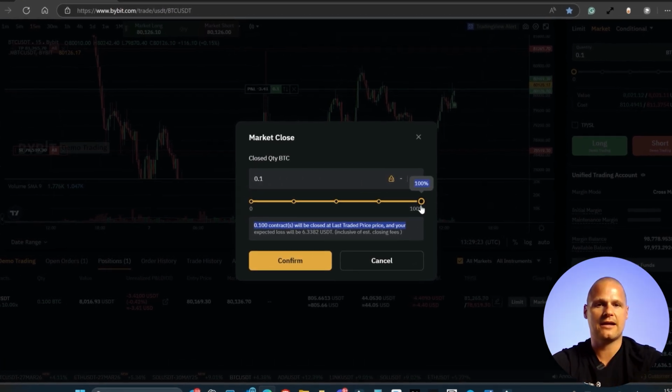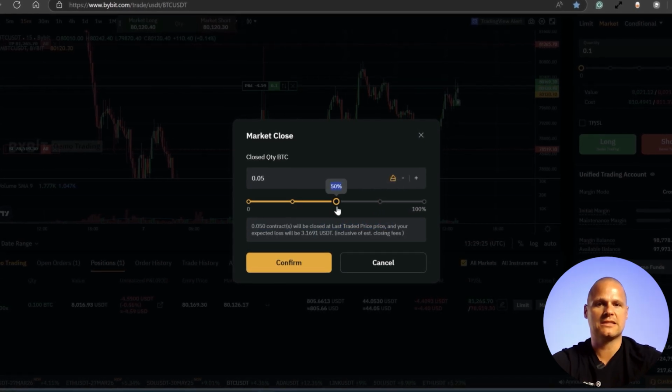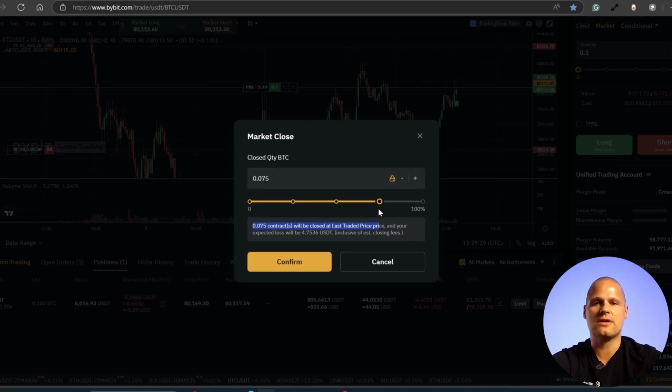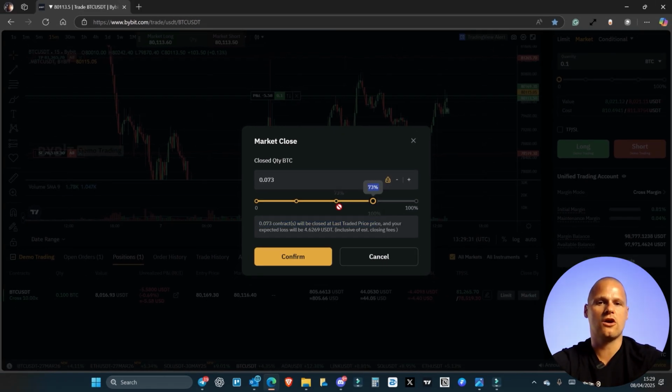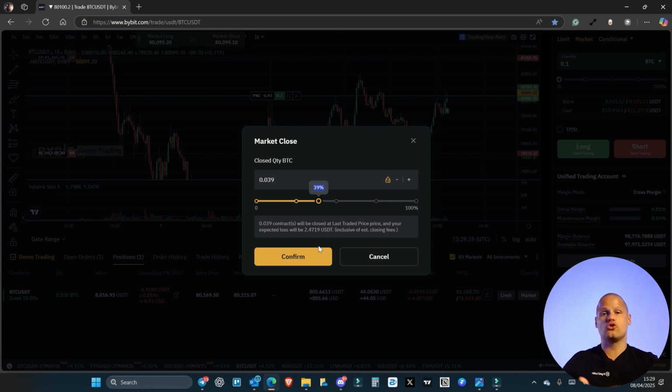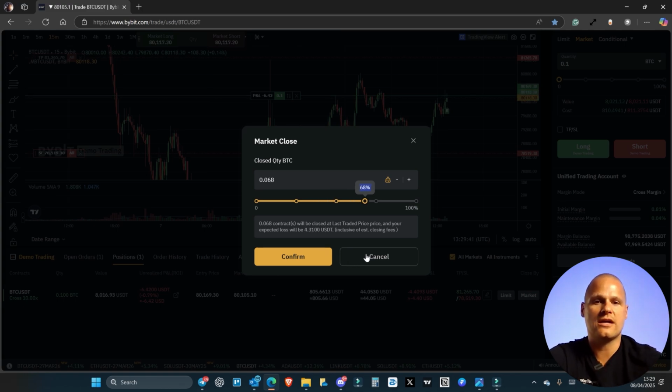But you can see I can close 50% of my position, 25%, 70%, whatever I choose. So I close a partial of my position, which I really suggest to do if the market is moving in your way, or maybe going to hit some highs. And here it's showing how much your loss or profit will be if you close, right?